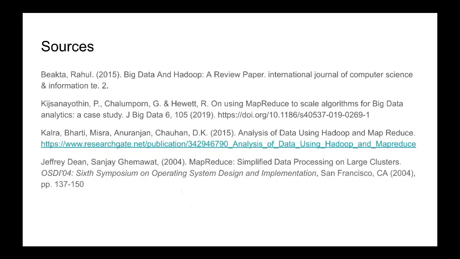So that's the end of the presentation. This last slide just has all of the resources that we used to build this presentation. I hope it was informative and you got some really good top level idea of what Hadoop and MapReduce are.